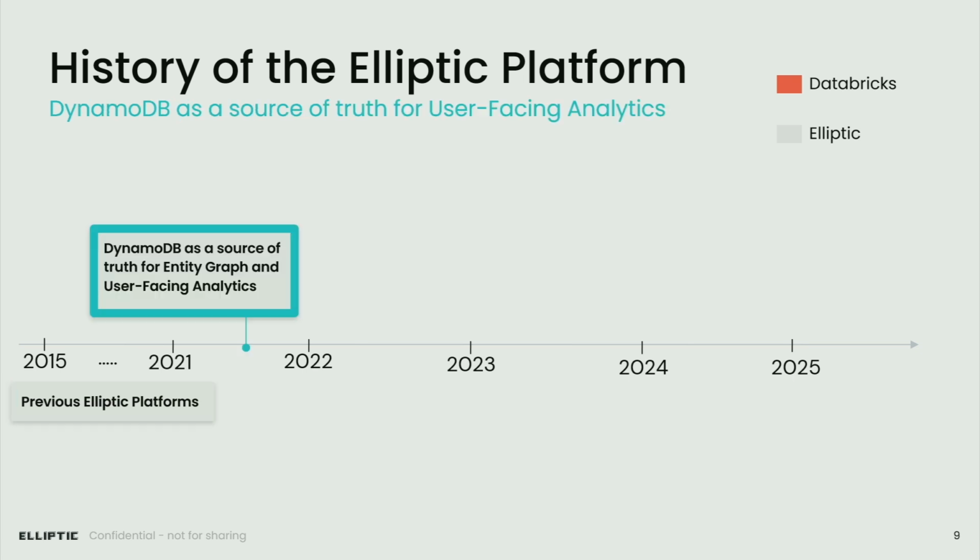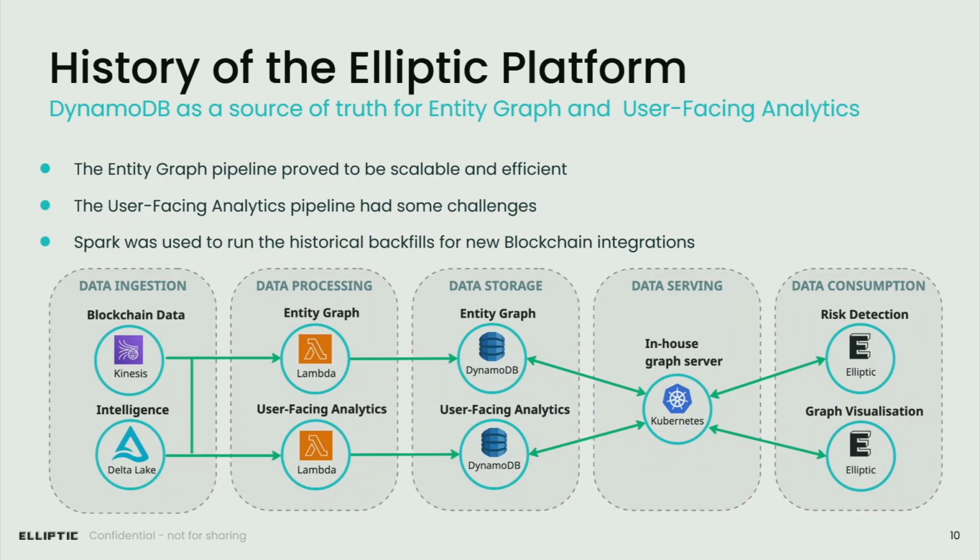And that's when, in 2021, we put a lot of effort into building a scalable platform that was blockchain agnostic, powered by DynamoDB and Lambda, that could power both the entity graph and the user-facing analytics.